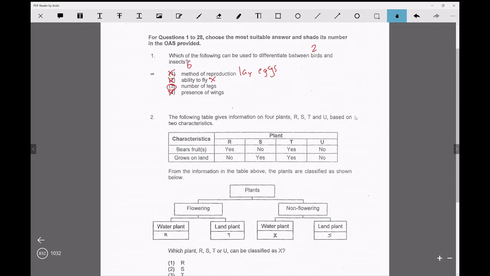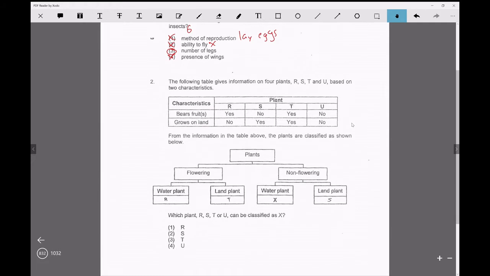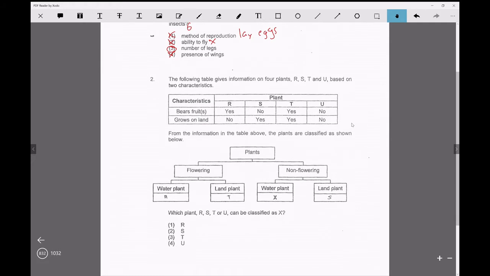actual characteristic of birds is they must have feathers. As long as they have feathers, they are birds. And for insects, it's 6 legs and 3 body parts. But using the number of legs, you can differentiate them already. Okay, let's look at the table below.